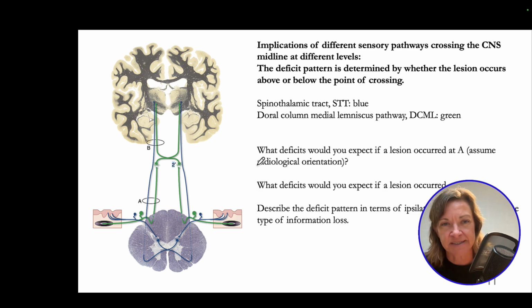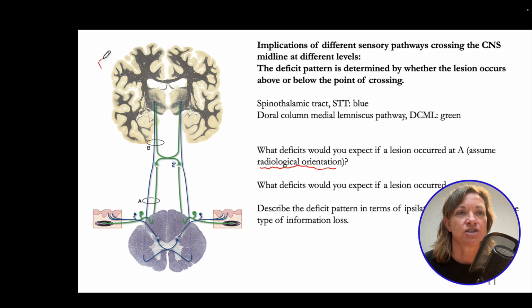So in this little schematic, we can use that to talk about a thought experiment. We'll assume that it's in radiological orientation, right? So what does that mean? It means the patient's sort of facing me. So the left side of the image is the right side of the patient, and the right side of the image is the left side of the patient. And in this schematic, the spinothalamic tract is blue. The dorsal column medial lemniscus pathway is green.